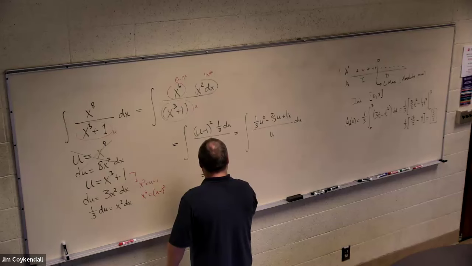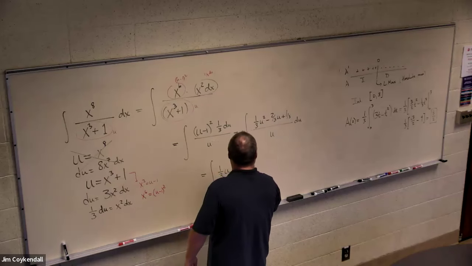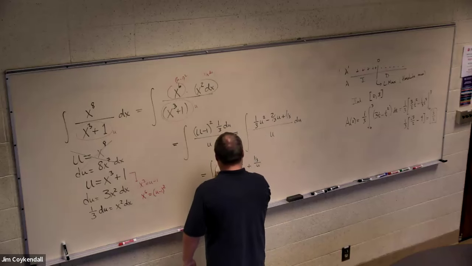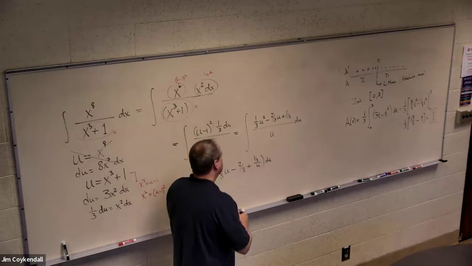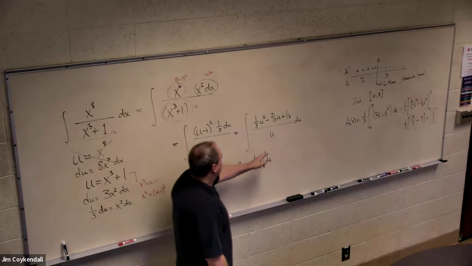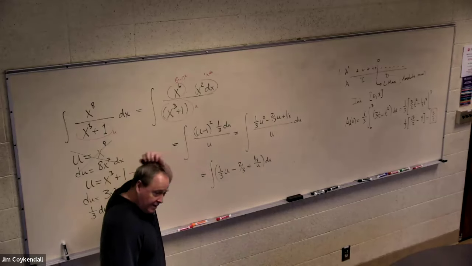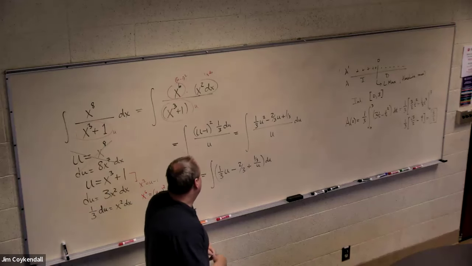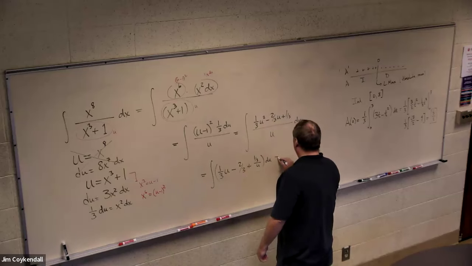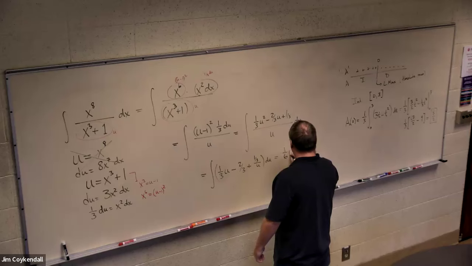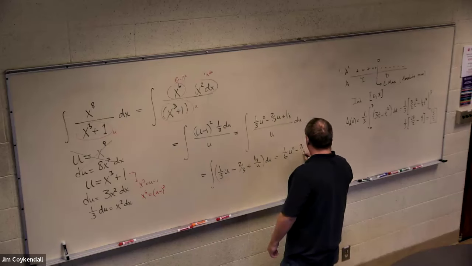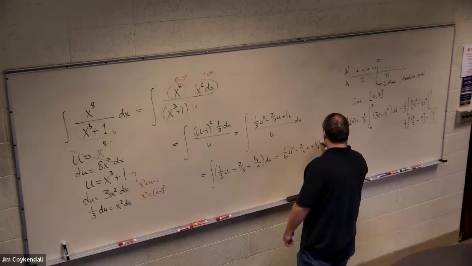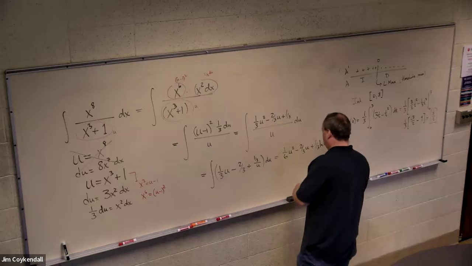This becomes 1/3 u minus 2/3 plus 1/3 over u. Writing each of these pieces the same. Everybody okay? So now we're in it, because I can integrate all this. This is going to be 1/6 u squared minus 2/3 u plus 1/3 natural log absolute value u plus constant.